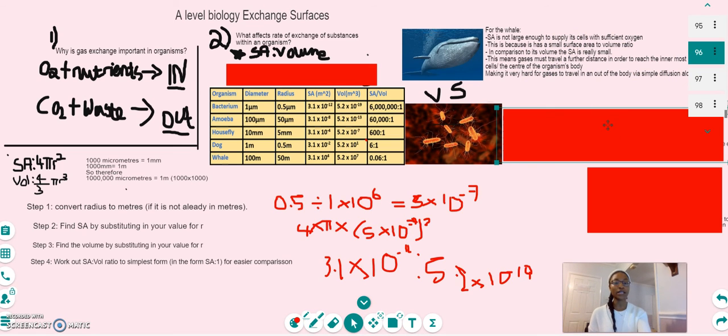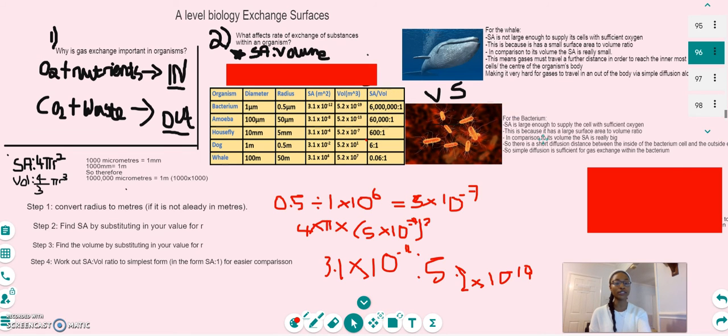And then if we look at the bacteria, we can see that its surface area is actually 6 million times greater than the volume. That's enormous. So the surface area is more than enough to supply this single-celled bacterium with a sufficient amount of oxygen. This is because it has a large surface area to volume ratio, and there's a very short diffusion distance between the inside of the bacterium cell.